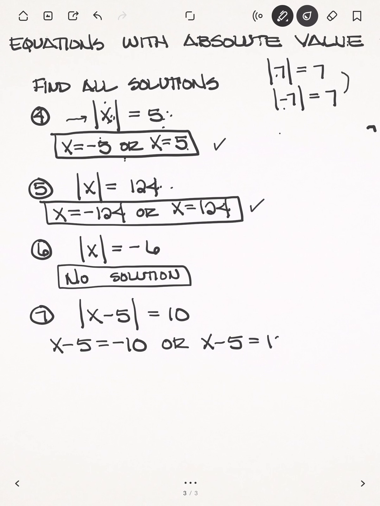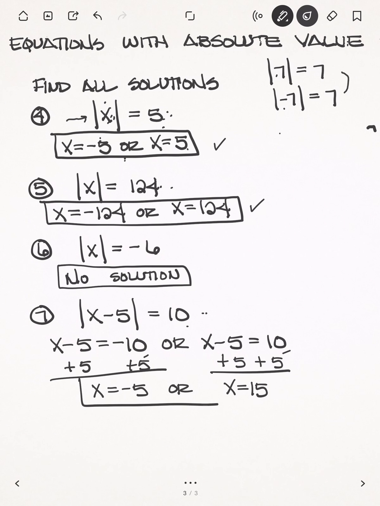So to get 2 answers, I have to take my absolute value problem and I have to write it 2 times. The first time I write it, I make this number negative. The second time I write it, I make this number positive. And now I have 2 equations to solve and I can find 2 answers. So right here, if I add 5 to both sides, I get x equals negative 5. Or here, if I add 5 to both sides, I get x equals 15.